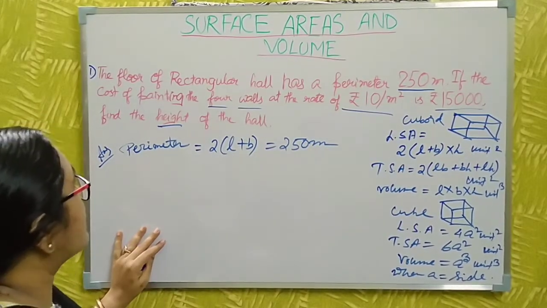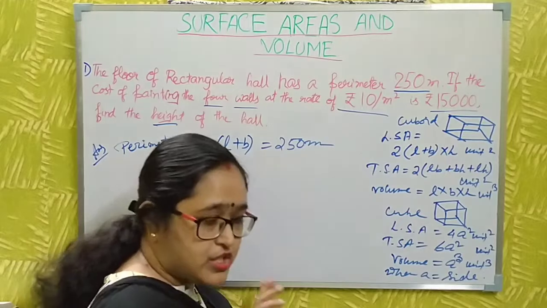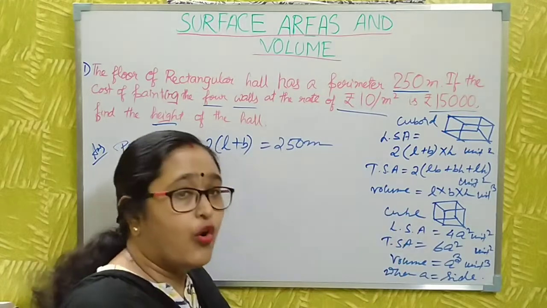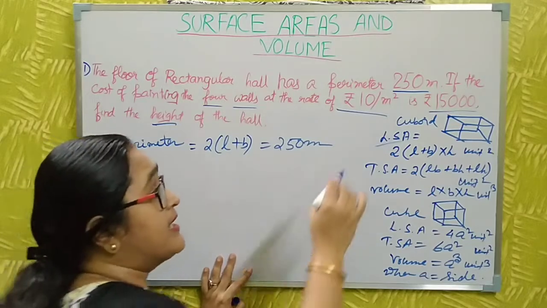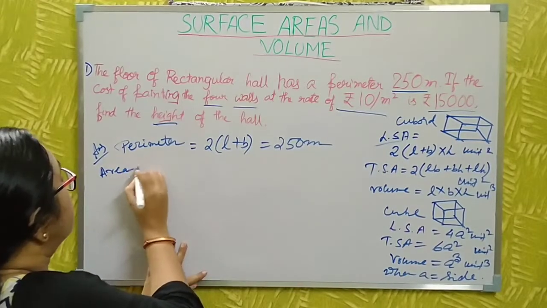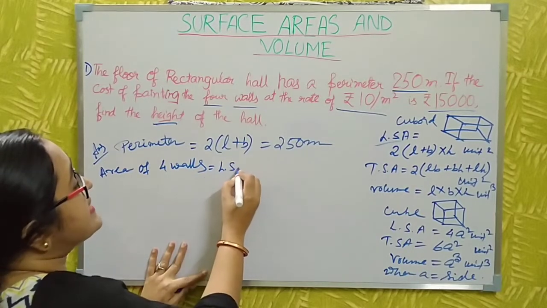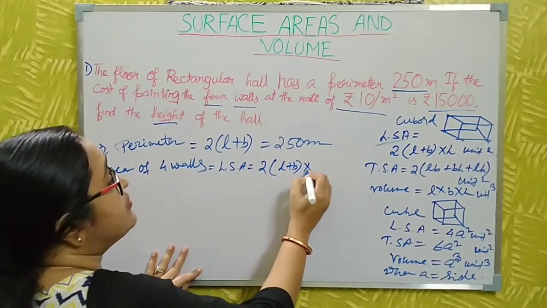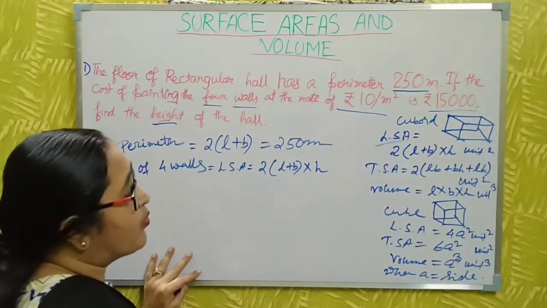Another thing is the cost of painting the four walls. What is the formula for four walls? Four walls means from the total area you leave out the floor and the ceiling. This is the lateral surface area. So the area of four walls is the lateral surface area, which is 2 into (L plus B) into H. Here H is the height of the wall, which we need to find.